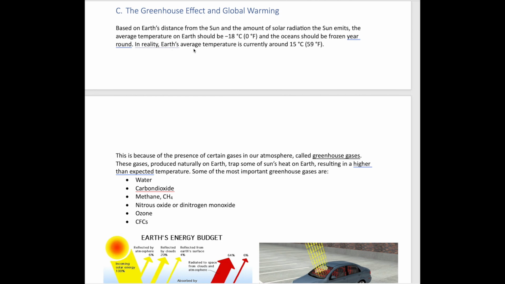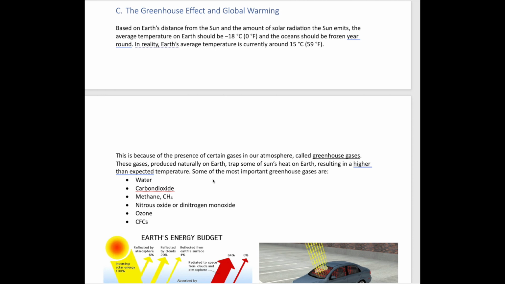However, what we observe is the Earth's average temperature is much higher than that, at 15 degrees Celsius or around 59 Fahrenheit. The reason is because there are certain gases in our atmosphere that help to trap heat in the planet, and these are what we call greenhouse gases. So these are naturally occurring gases. They help keep some of the heat, so the temperature on Earth is much higher, therefore allowing life to exist.